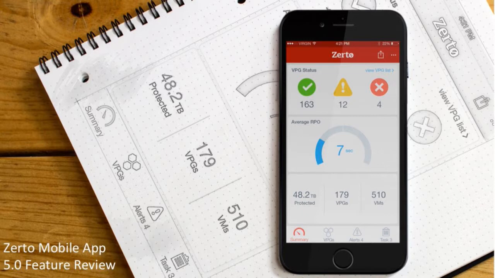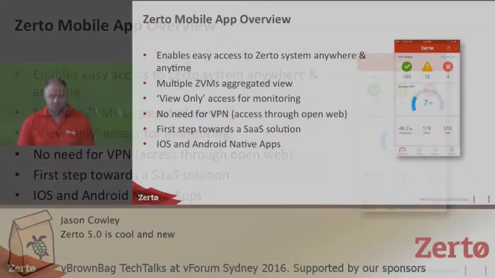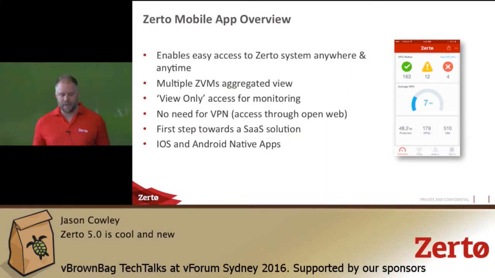The next thing we want to talk about is the Zerto mobile app, okay? So the Zerto mobile app is a SaaS solution that we're providing. So you're going to be able to access the application and your data from anywhere in the world. You don't require VPNs, you don't really require anything at all to access that. Currently what we're going to be using it for is as a monitoring tool, okay? This is to provide peace of mind.